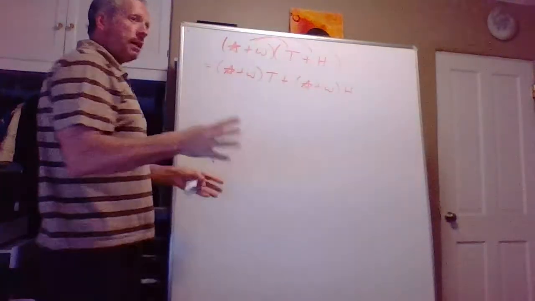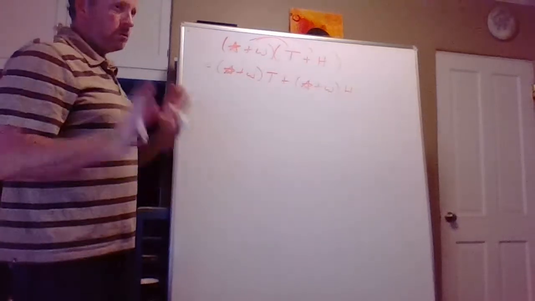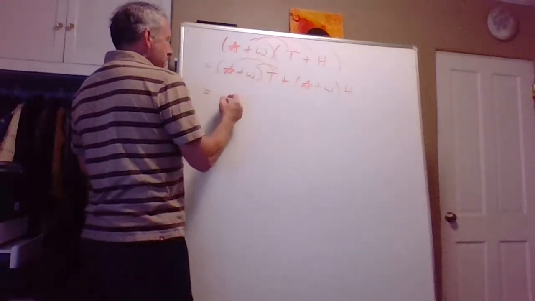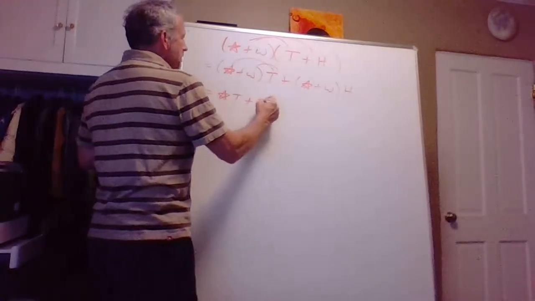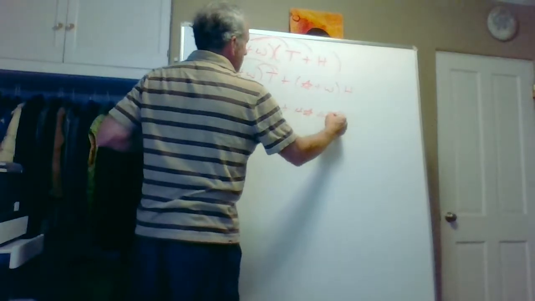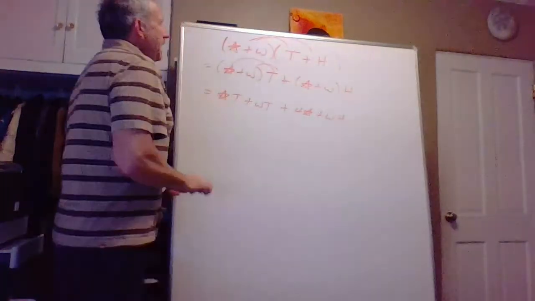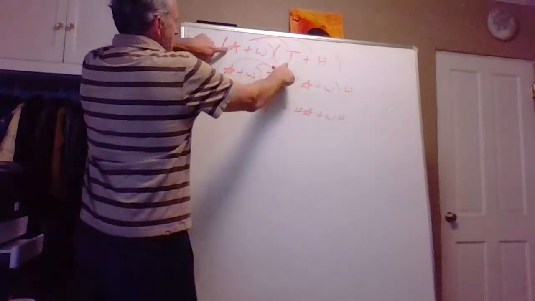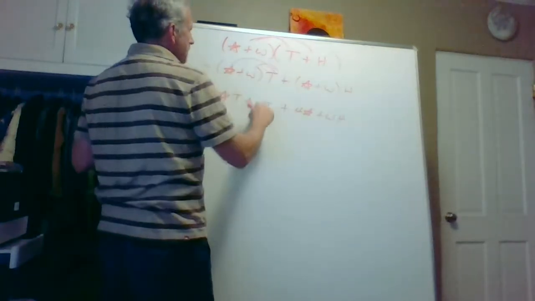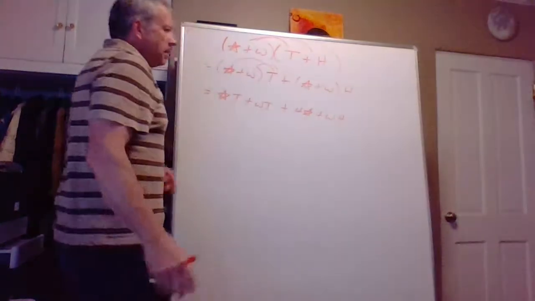Now I'm allowed to do that, so to speak, because it's the distributive rule. Enough said. Now I can do the distributive rule again. This times this times this. So star T plus WT plus, and then here, H star plus WH. And look, star T right there, star H, well, it's there, WT is there, and WH is there.